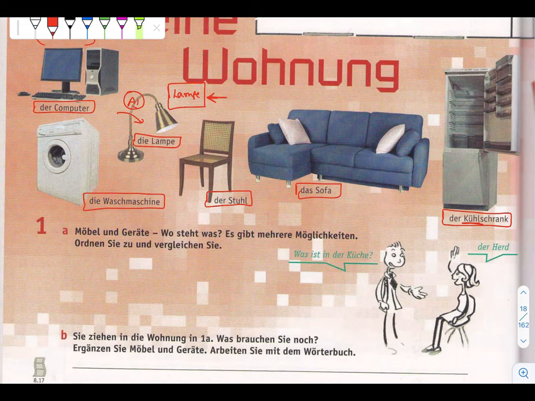Frage Nummer 1: Möbel und Geräte. Möbel means furniture. Geräte means devices. Wo steht was? Es gibt mehrere Möglichkeiten. Ordnen Sie zu und vergleichen Sie. Vergleichen means to compare.